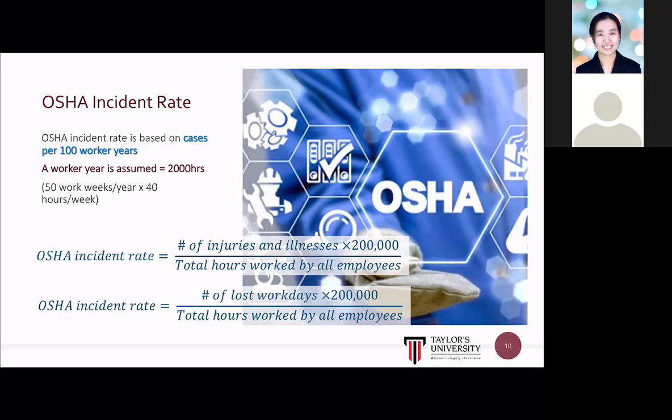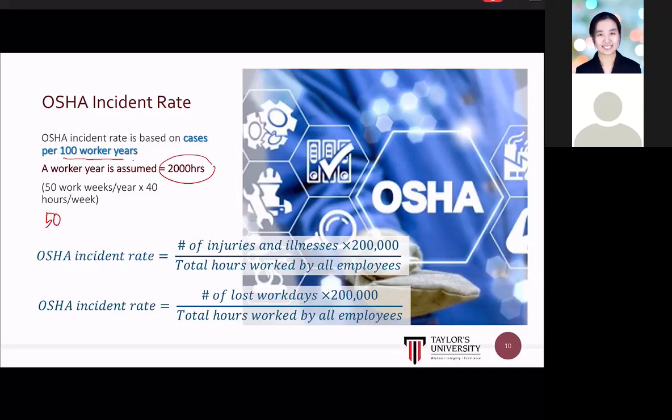So the OSHA incidence rate counts by 100 worker years. Okay, so assuming each one works 2,000 hours. So how does this 2,000 hours come about?